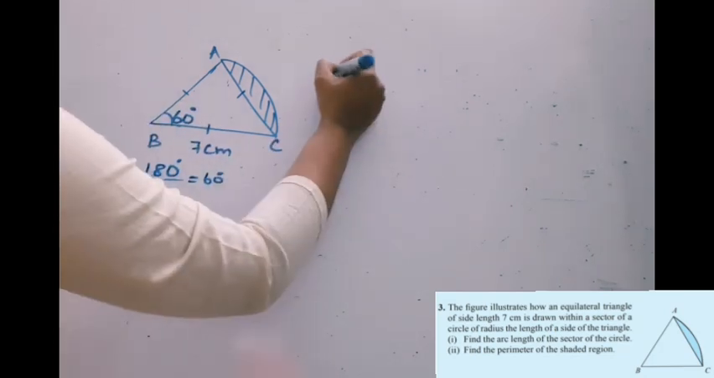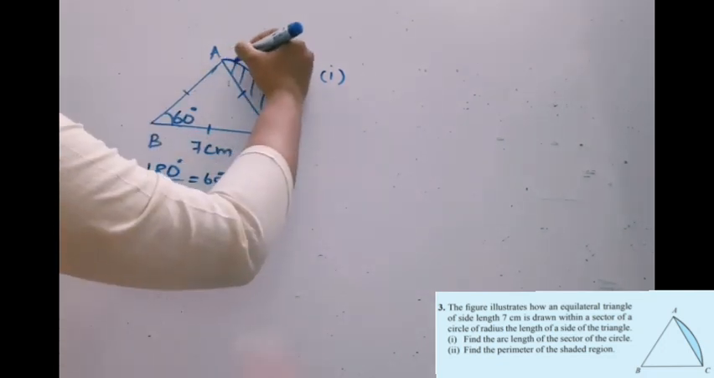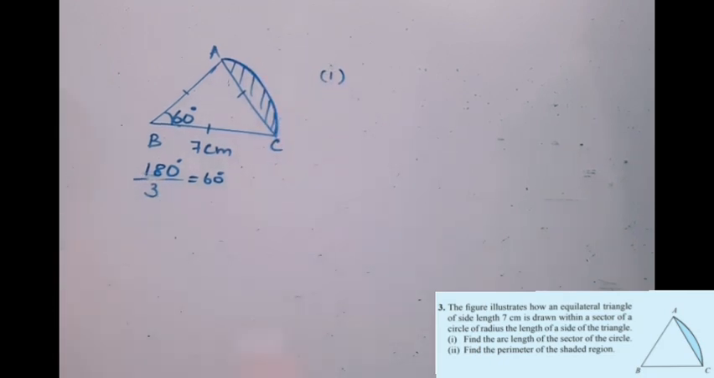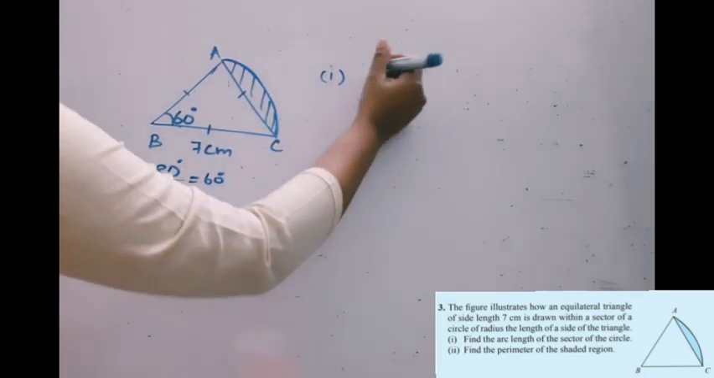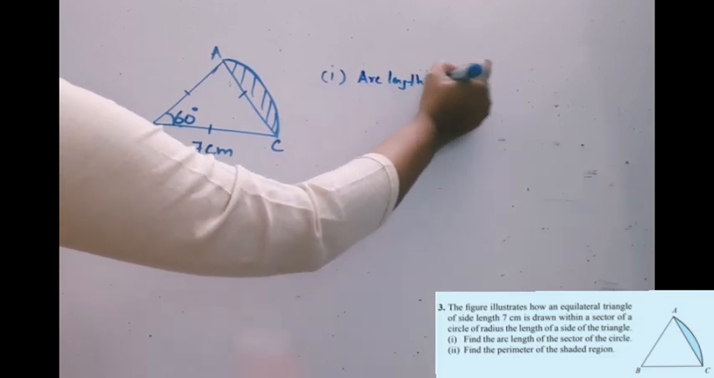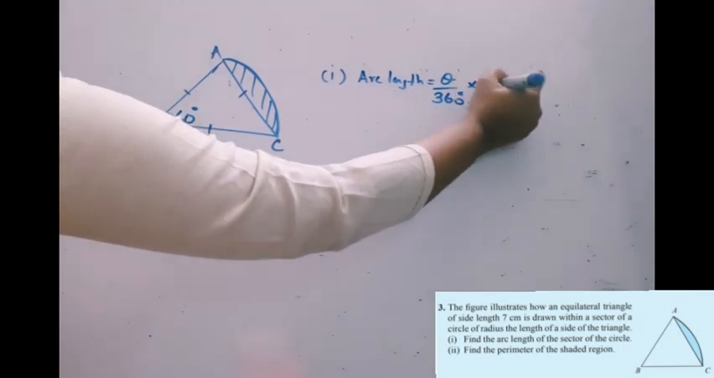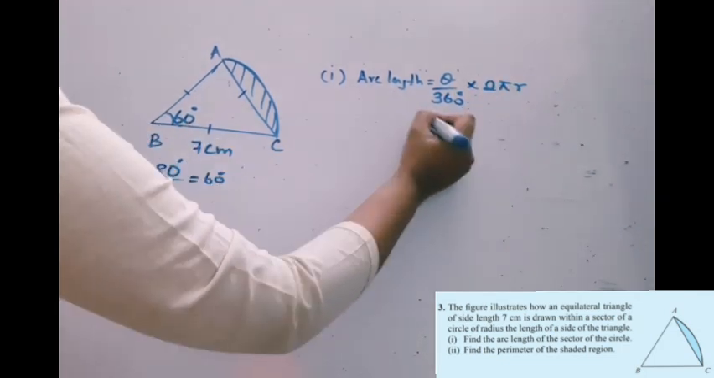Now let's look into the questions. Find the arc length of the sector of the circle. So the arc length is actually this AC. So the arc length is going to be theta by 360 degrees into 2 pi r.